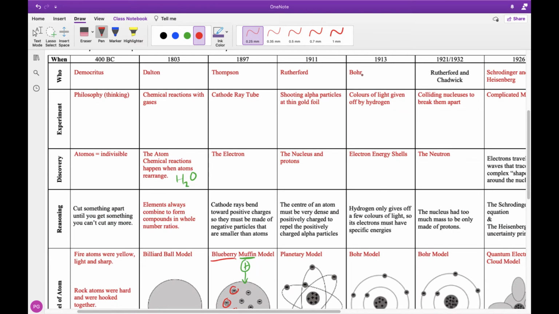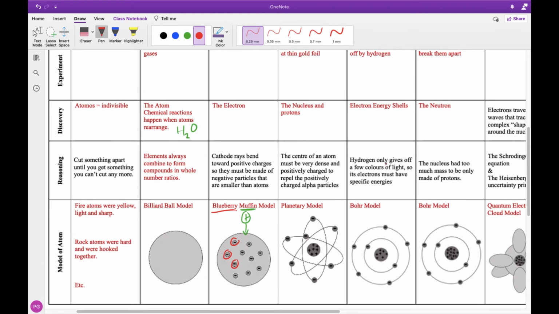In 1913, a scientist named Bohr found that different atoms had different colors of light that they gave off, in particular hydrogen. So he discovered something called electron energy shells. So hydrogen only gives off a few colors of light. So if you heat up hydrogen, you'll notice that it only gives off certain colors of light.